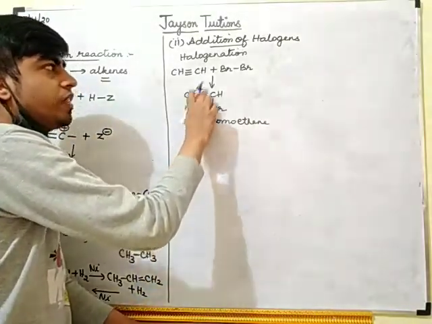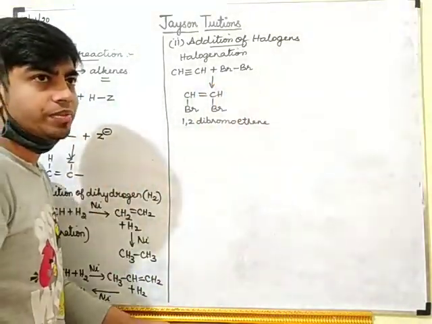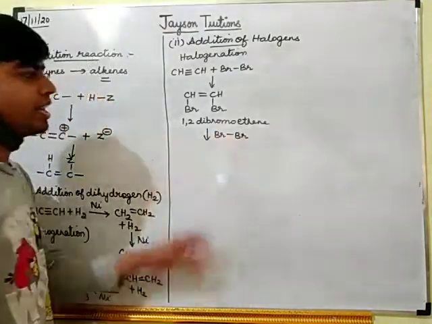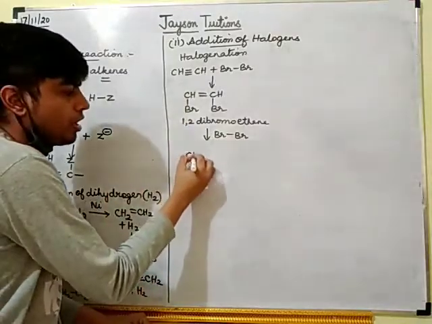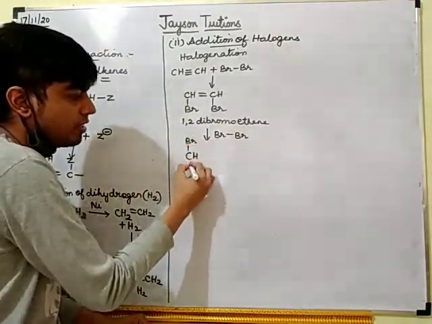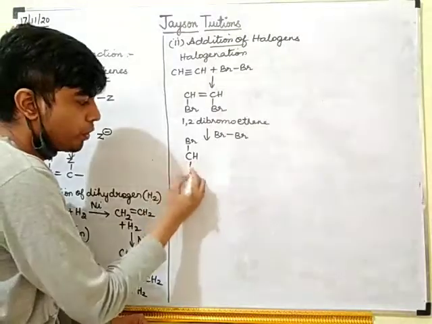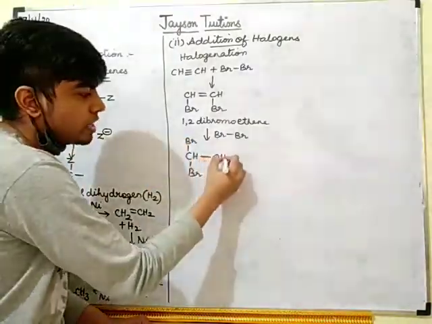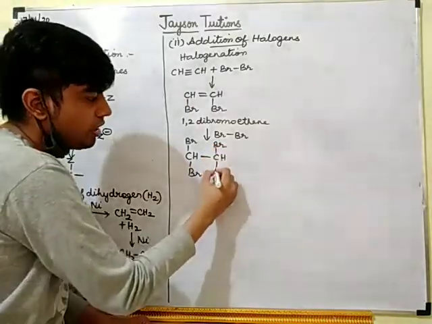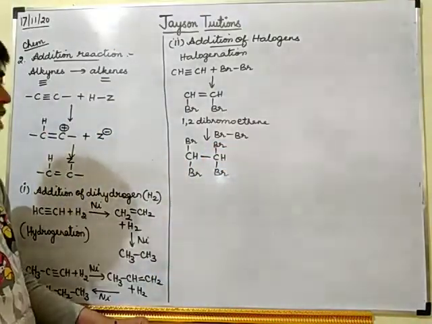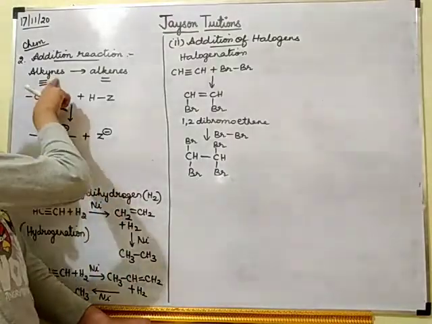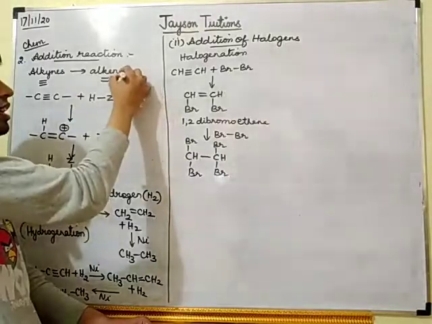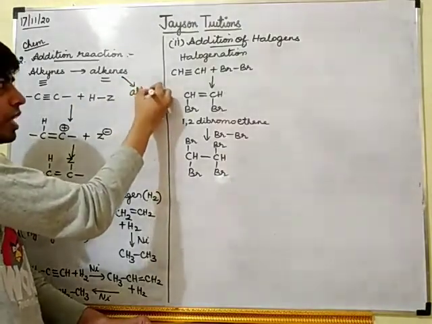Suppose if I want to convert this into single bond, what I should do? Add another Br2. If you add another Br2, what will happen? One bromine will be added this side. Okay, already one bromine is there. Another bromine will be added and double bond will change into single bond. Okay, so addition reaction means alkynes will give alkenes. If you do the addition reaction further, these alkenes will form alkane.